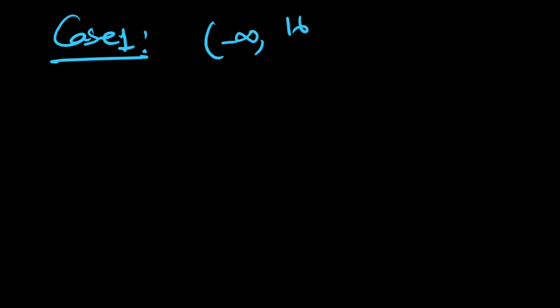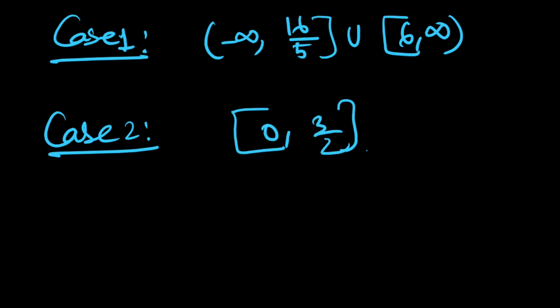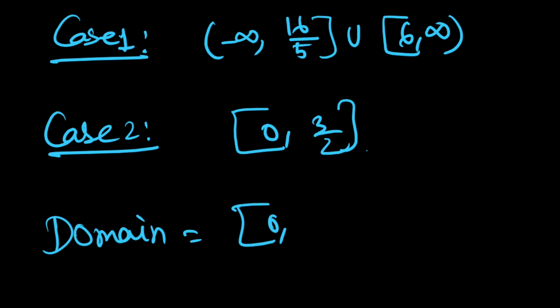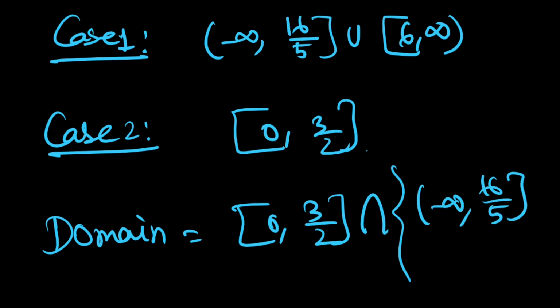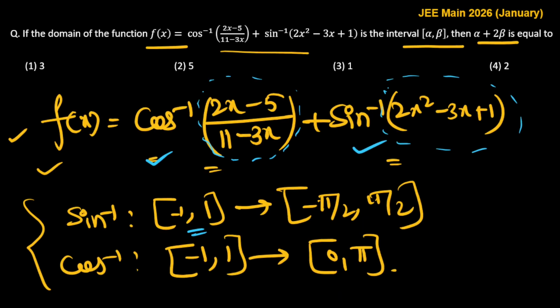In case 1, we got the domain minus infinity to 16 by 5 union 6 to infinity, and in case 2, we got the domain 0 to 3 by 2. So the domain of the actual function is when you take the intersection of these two domains, and that is actually 0 to 3 by 2. In the question it is given that the domain is the closed interval alpha comma beta. So we got the domain like that.